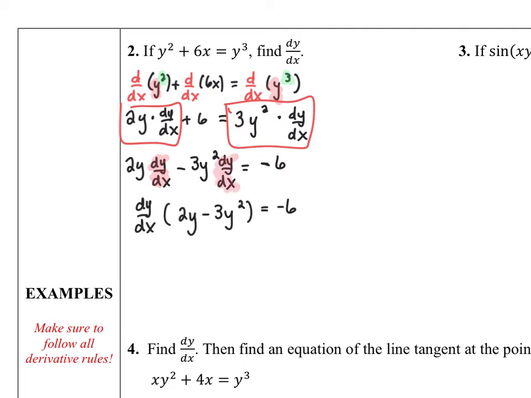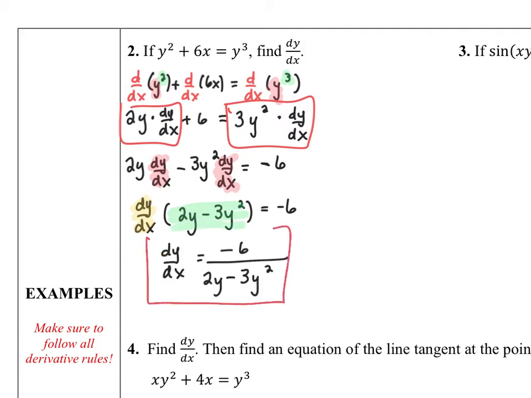And my last step is to solve for dy dx. Right now it's being multiplied by this 2y minus 3y squared, so I'm just going to divide by it. And here is my answer, and notice I found the derivative of y with respect to x without even going through what y equaled, but I could find its derivative.